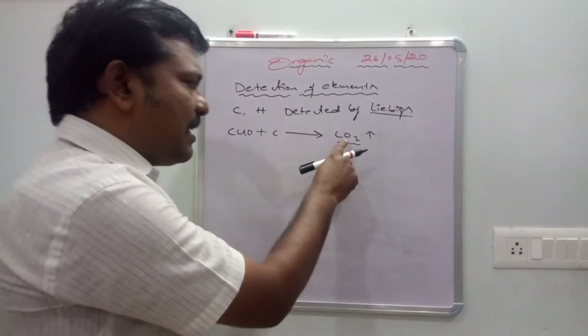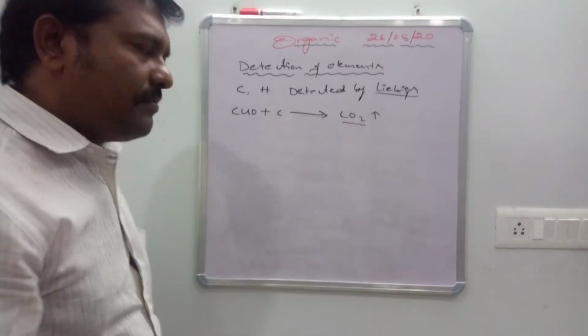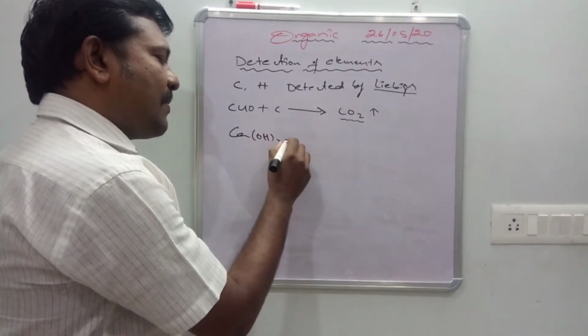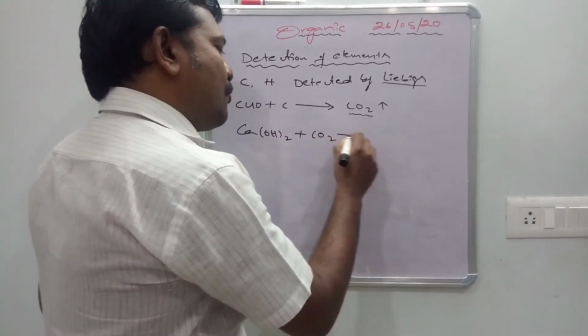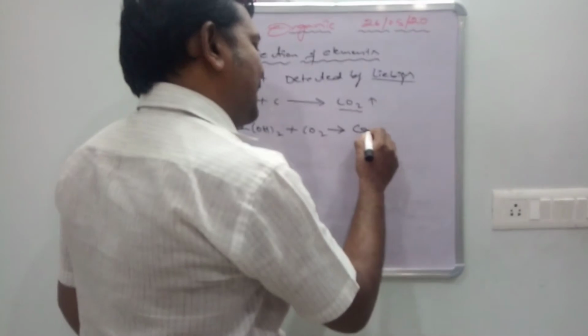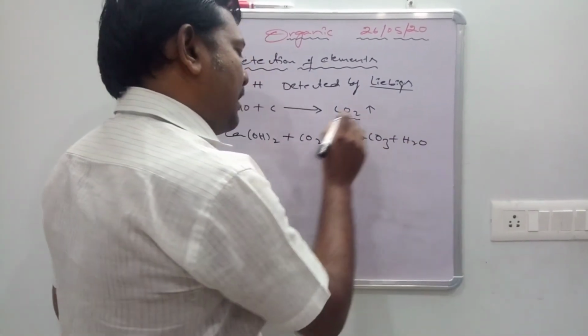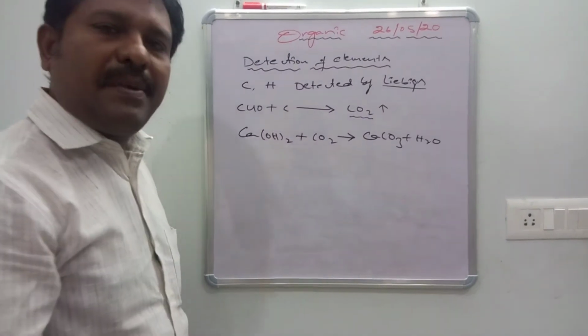How to justify that the liberated gas is carbon dioxide? It is passed through lime water. It turns into milky, that is CaCO3 plus H2O. That's why the liberated gas is carbon dioxide.